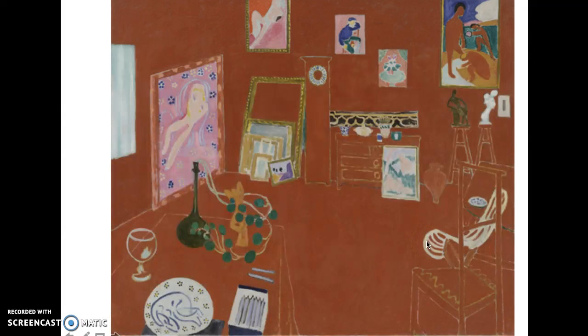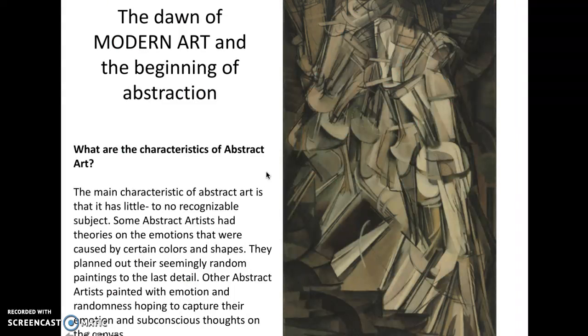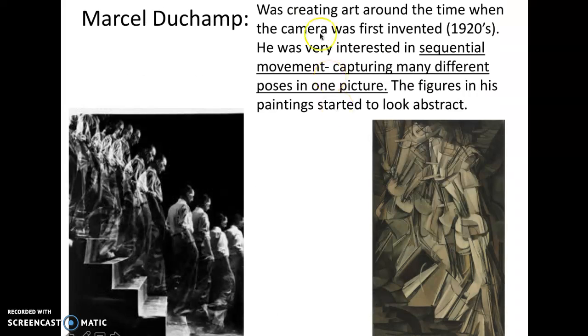Same thing with rooms or still lifes. If I look closely, I can see some things that I recognize from a room or a still life, but it's not exactly real life like a photograph. So the characteristics of abstract art are there's little or no recognizable subject. So sometimes you can tell what the work of art is, sometimes it's just a lot of expressive lines and shapes. So let's talk about two artists.